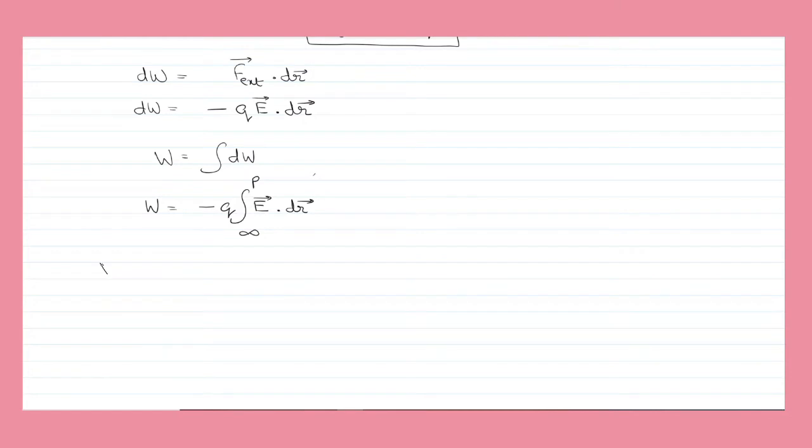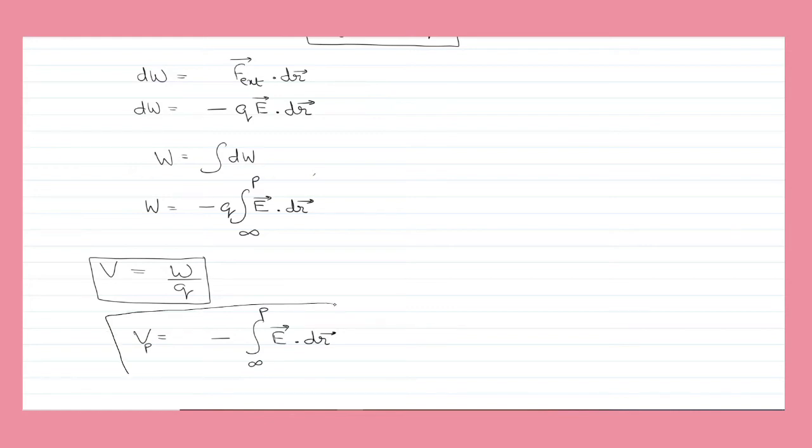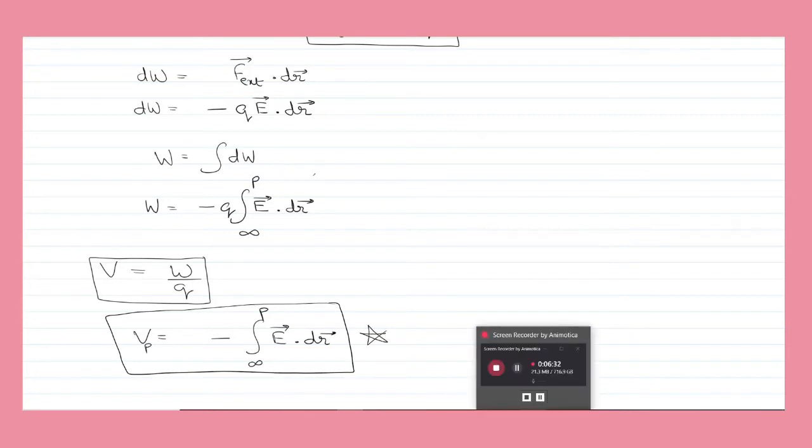So the potential, which is equal to the work done in bringing a charge of 1 coulomb, can be written as W upon q. So if we do W upon q, it will be equal to the potential at the point P, which is minus the integration of E vector dot dr vector from infinity to the point P. So this is the relation between electric field and potential.